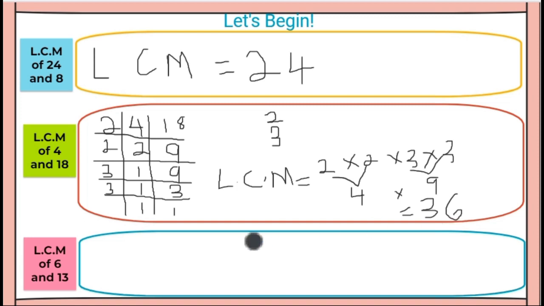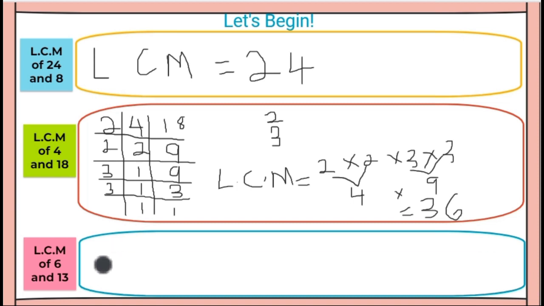Now let's move to the last example, which says LCM of 6 and 13. Let's start from the first row. Do they have a factor multiple relationship? No, because 6 cannot divide 13 without remainder. Do they have a common divisor? No, they do not have a common divisor.